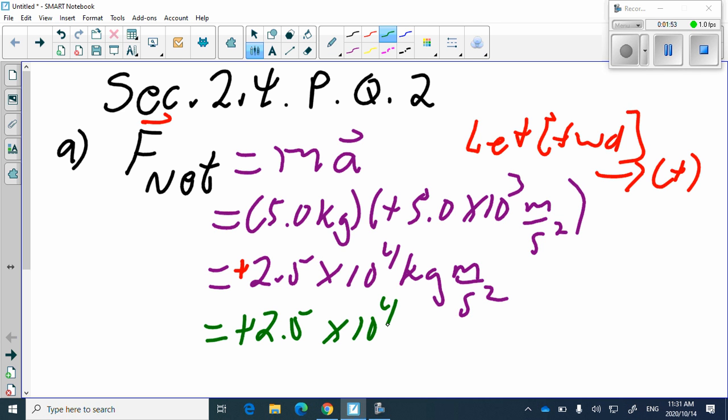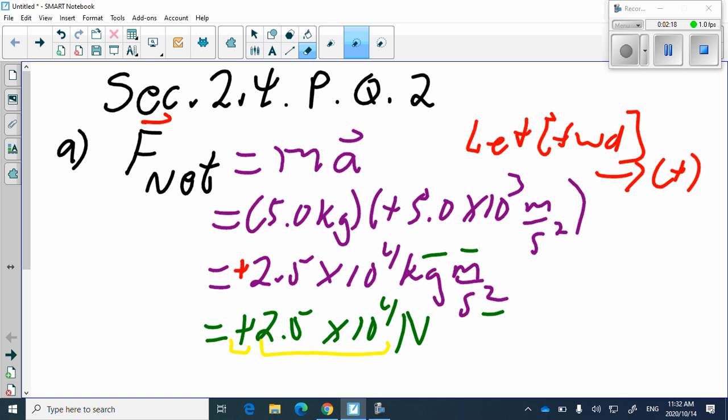A kilogram times a meter over second squared is nothing more, nothing less than a Newton. That is a Newton. So when you're looking at section 2.4, practice question 2, they're asking you to find the magnitude and direction. There's the direction, positive. Here's the magnitude, 2.5. That's an ugly 5. Let me fix that. 2.5 times 10 to the 4 newtons. So a kilogram times, let me get a different color, a kilogram, when you multiply it by a meter per second squared, gives you a Newton.